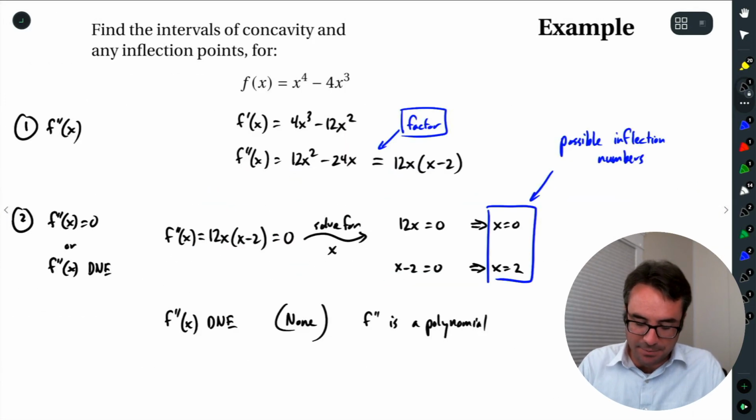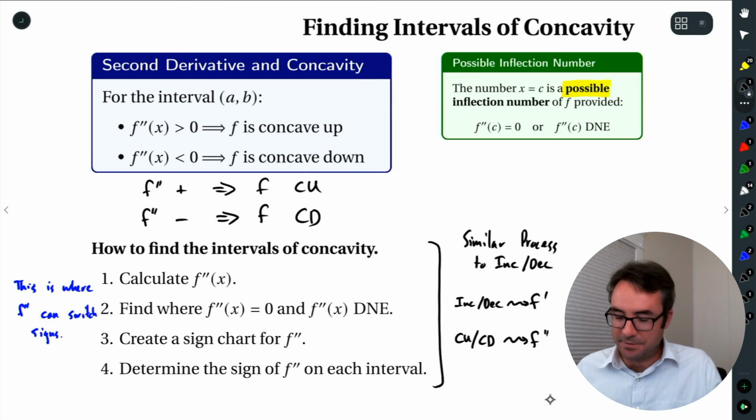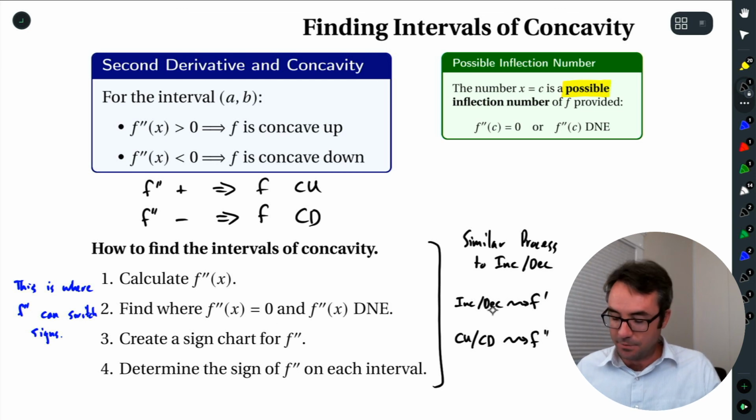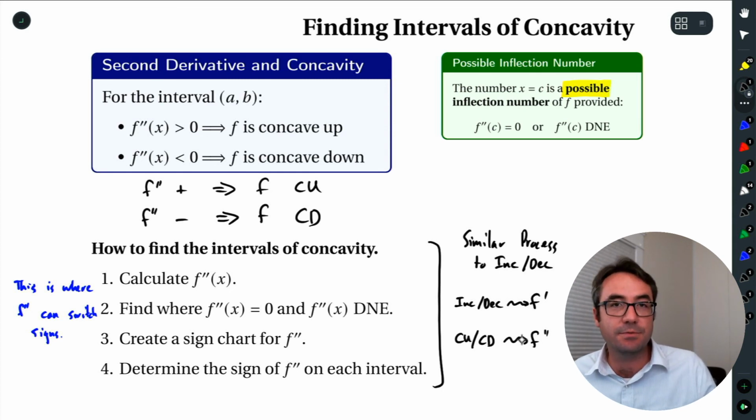We've gone through a bunch of examples, but let's just circle back to this. We've seen how to find the intervals of concavity, and really this is the same steps that we were doing for intervals of increase-decrease. The only difference is for increase-decrease, it was our first derivative, f prime. For concave up, concave down, we're using our second derivative.